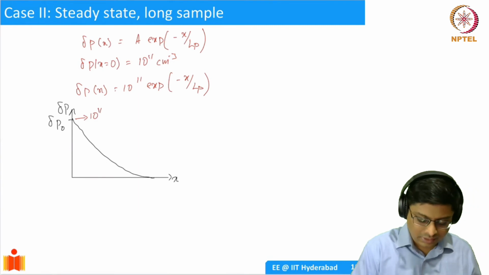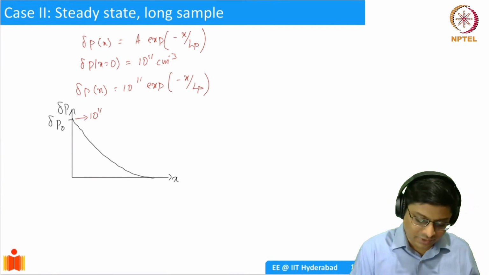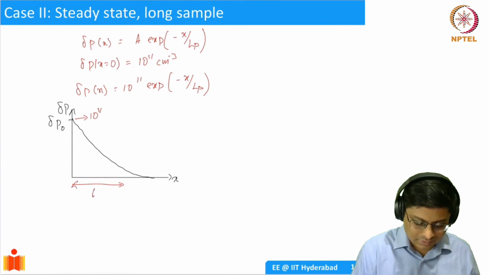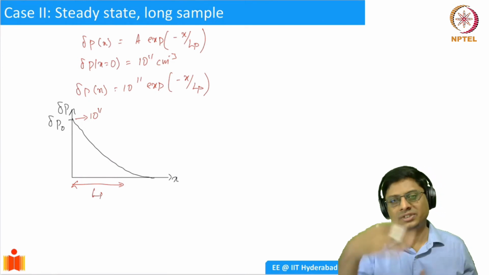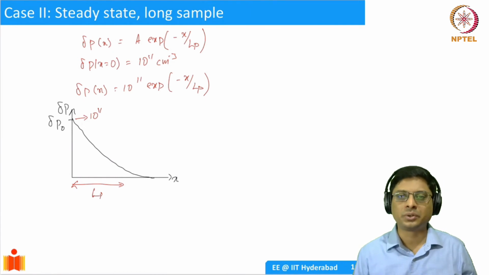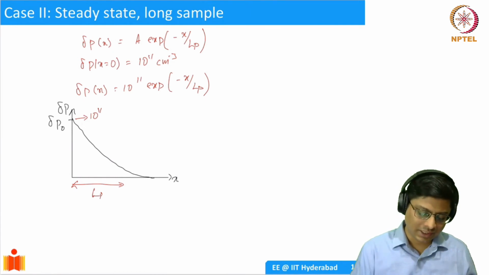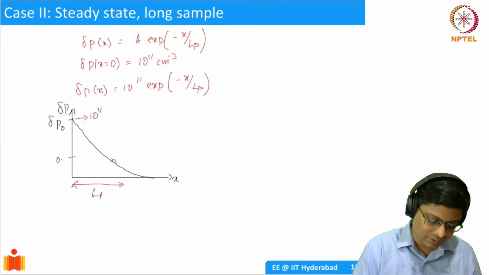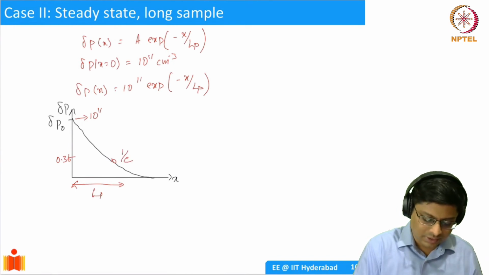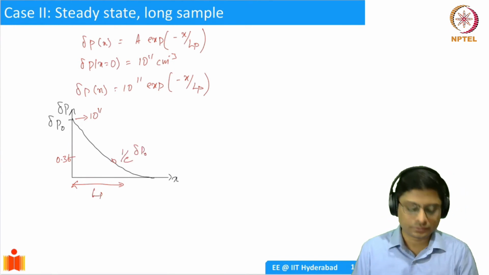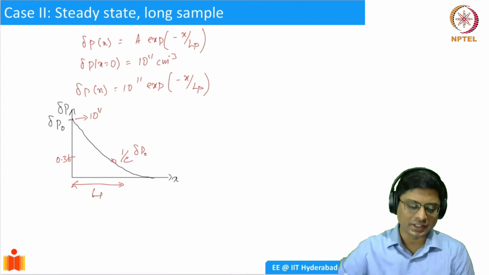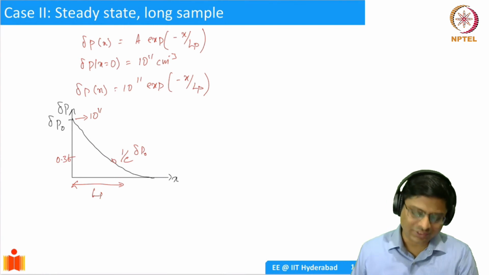10 power 11 here. And now we define the diffusion length as the position x at which the excess minority carrier concentration falls to 1 over e, right? When it becomes about 37%, so 0.36 or something. So when it becomes 1 over e times delta P naught, that is the diffusion length. Essentially, your minority carriers are decaying over a certain distance. And how much is this length?